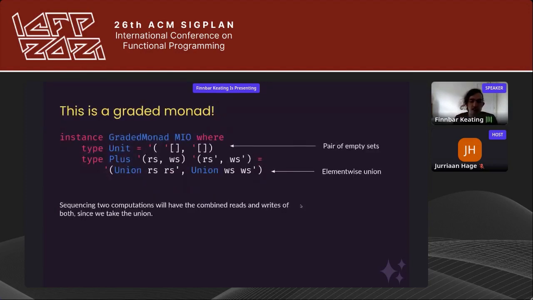We provide the type family, and we provide unit and plus as follows, where unit is the pair of empty sets saying we don't read anything and we don't write anything, which makes sense. If we return, then we're not actually accessing memory at all, so we have these two empty sets. And then we have plus, where we take the element-wise union of the two sets. So the combined computation does all of the reads of both computations, and the writes are the union of the two sets of writes.